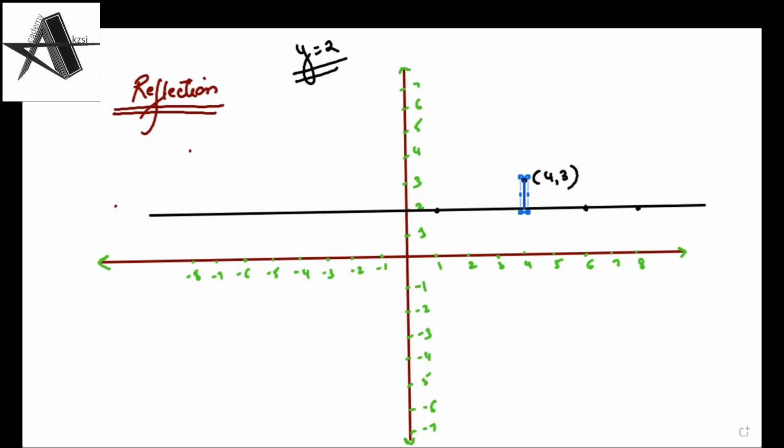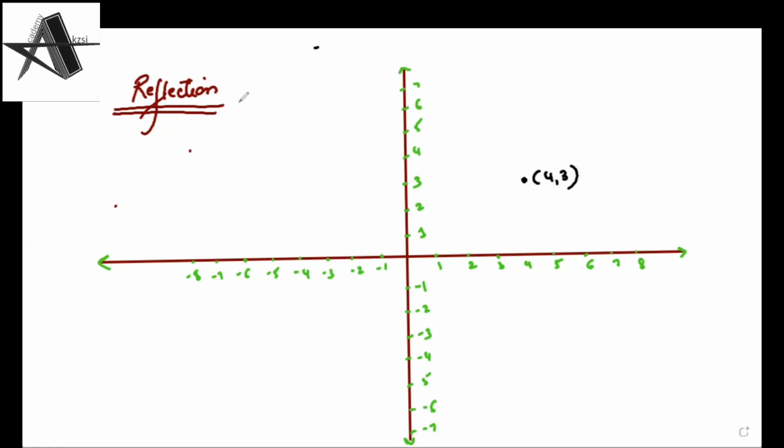How many units have I moved? I have moved 1 unit and that too in y direction. 1 unit, that means I need to move forward, or you can say behind the mirror line, 1 unit. That will give me this point which is 4, 1. So this is my new point. So when 4, 3 is reflected about y equals 2 line, the reflection will be 4, 1.